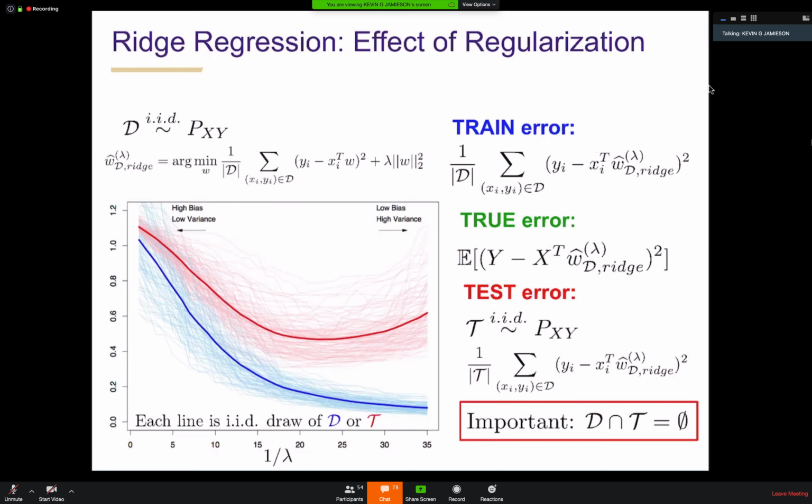We're using the fact that for any fixed W, if it wasn't W hat trained from the training data, if this was just some fixed W that has nothing to do with the training set, then this would always be an unbiased estimator, using the test or the train, either one is fine, because it's an IID sample.